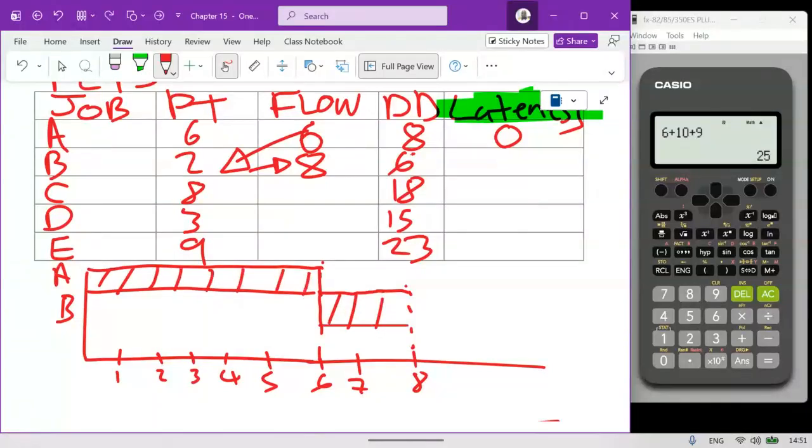Do you see that? Then product C, it will carry on. This is 8 plus 8, 16. It's going to jump all the way to 16. That's how you do a Gantt chart, guys. This is your Gantt chart. This is your Gantt chart, guys.